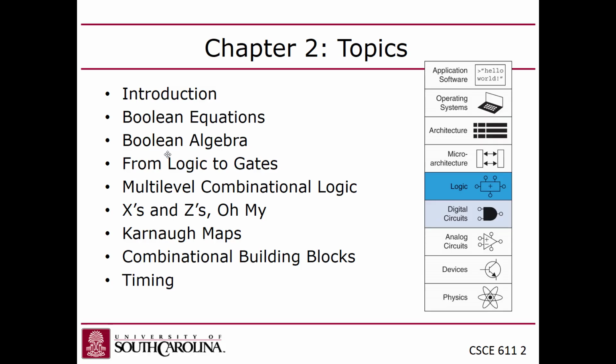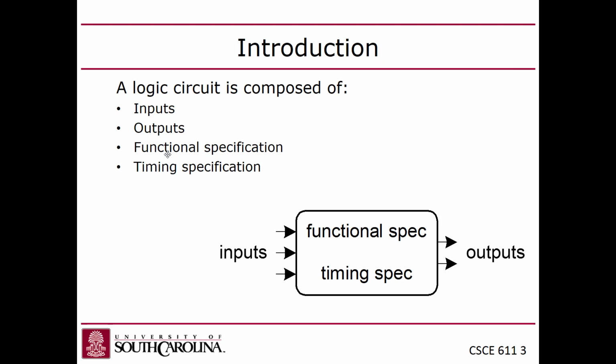All right. So quickly reviewing from last time, a logic circuit has a functional spec and a timing spec, and then you've got inputs and outputs. What is the functional specification? That's sometimes called the behavior. And you can express a circuit's behavior in a number of ways. If it's a combinational circuit, it's truth table, Boolean algebra, and arithmetic, maybe. So functional spec is how it works, and timing spec is how long it takes. Exactly. Timing spec is anything related to the timing.